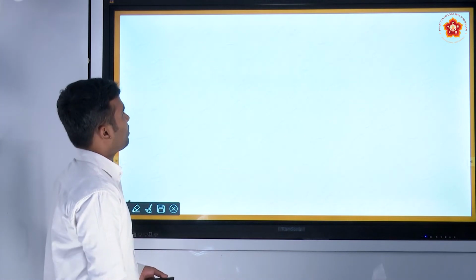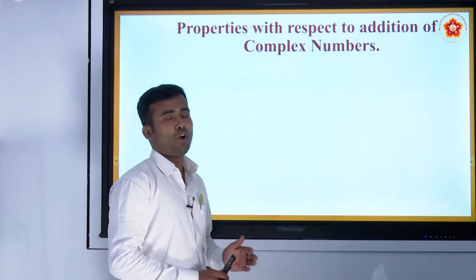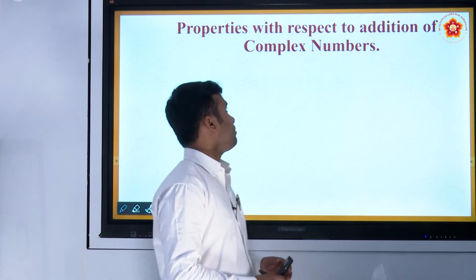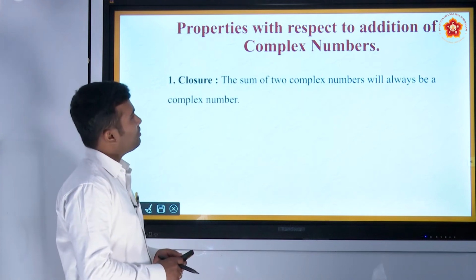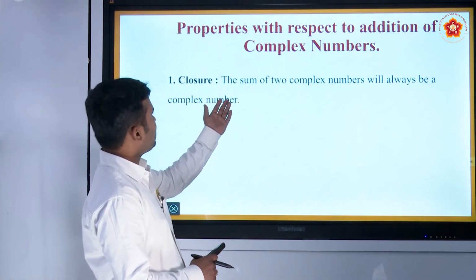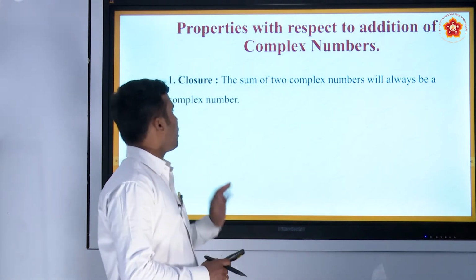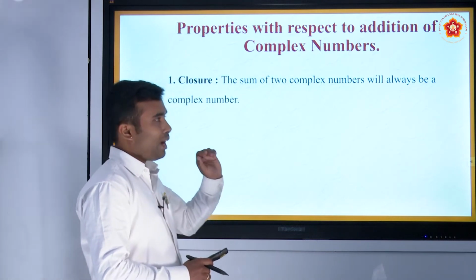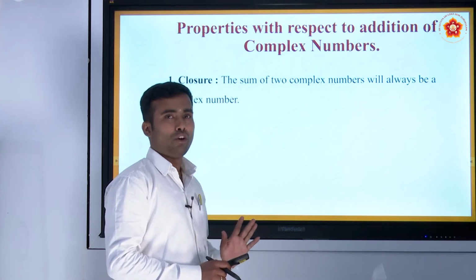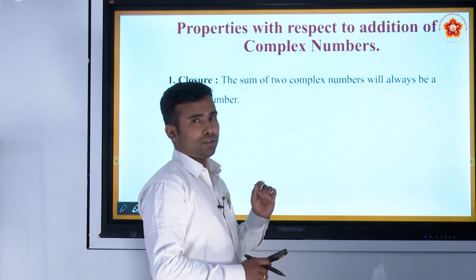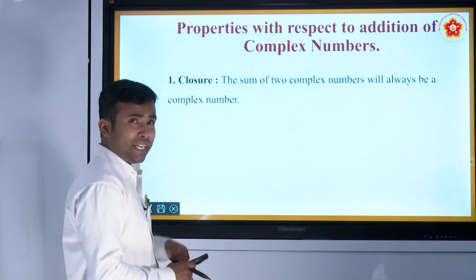Next, we are going to discuss the properties of complex numbers with respect to addition. First property here, closure. The closure property says that the sum of two complex numbers will always be a complex number. If you add or subtract two complex numbers, it will be a complex number, provided b is not equal to 0. a can be equal to 0.